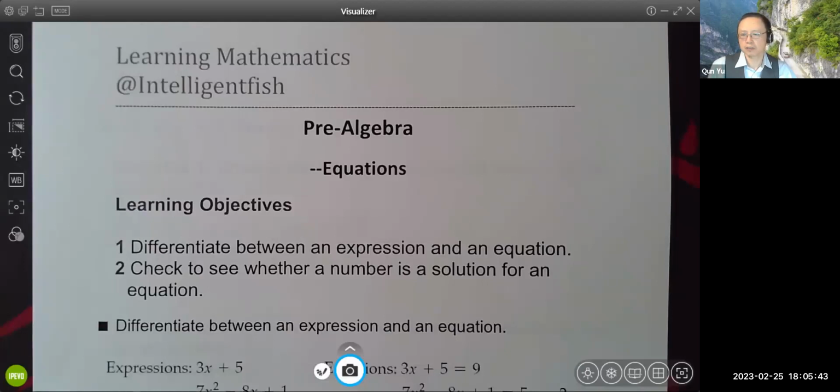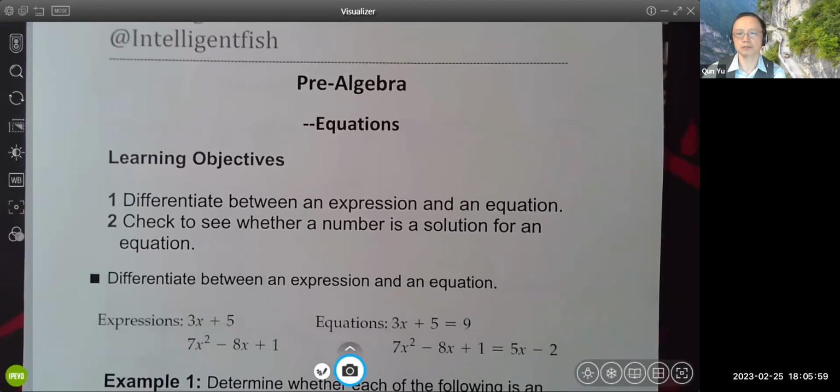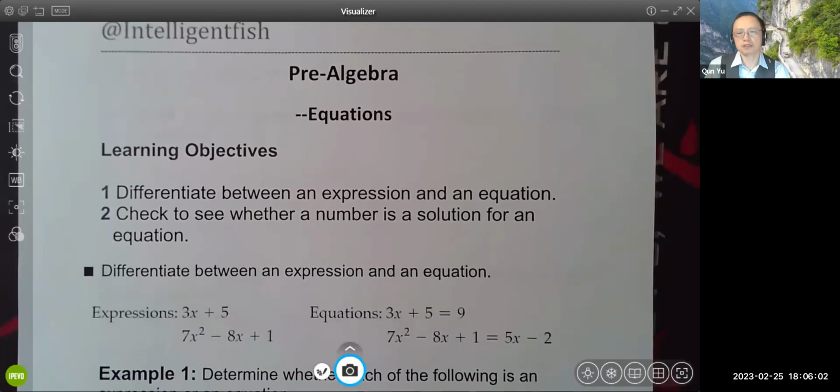This is the first video in chapter 4. In chapter 4, we are going to learn equations. So this very first one is a short video. In this video, we have two learning objectives. First, we want to know the difference between an expression and an equation. Then we want to learn how to check if a number is a solution to a given equation. Okay, let's get started.